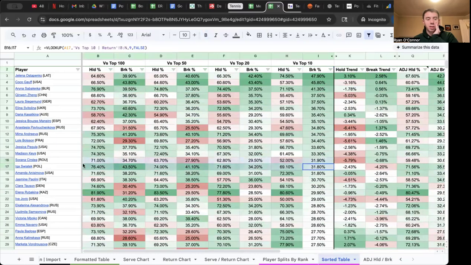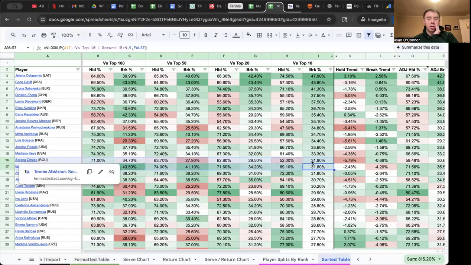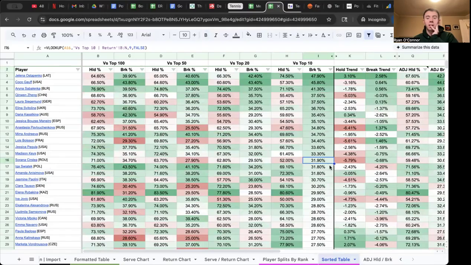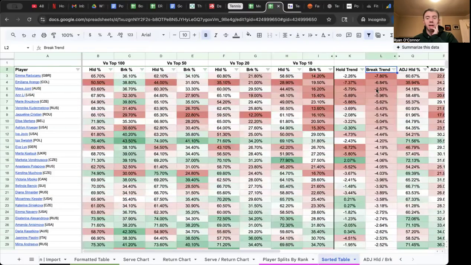Iga is 15th against top 10 in terms of break percentage. That's still elite. That's still very, very good. So just because her break trend was negative doesn't mean that she stinks by any means.